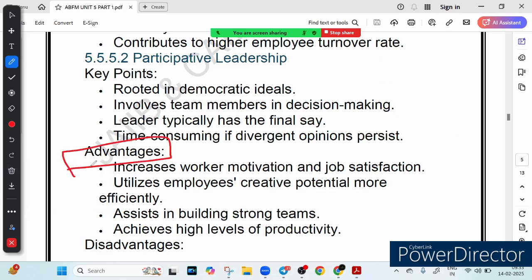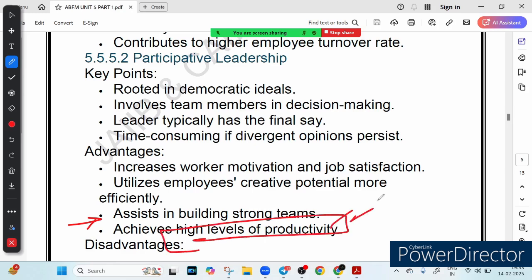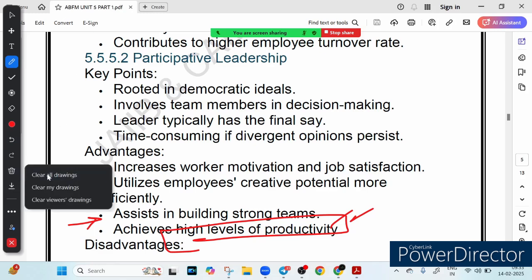It boosts motivation. It increases worker motivation, so employees feel valued and heard, right? Second, stronger teamwork means it encourages creativity, that means fresh ideas keep the organization growing. The third advantage is that strong teamwork builds trust and cooperation, and finally a high level of productivity. You know that a happy employee works harder. So these are the advantages of having participative leadership.